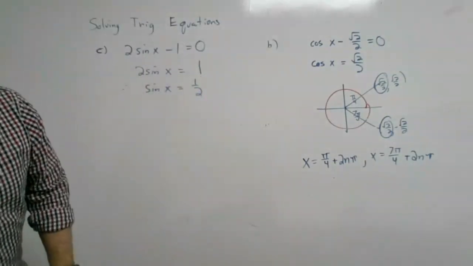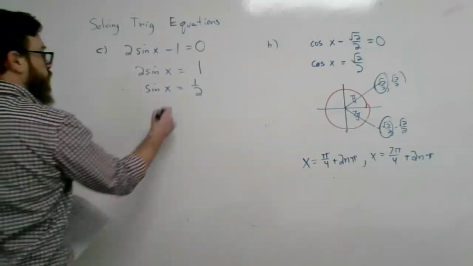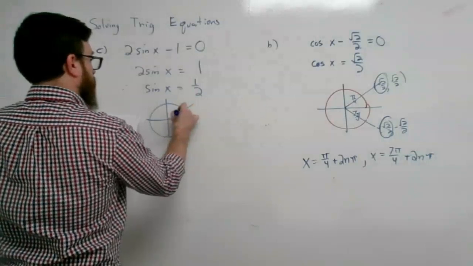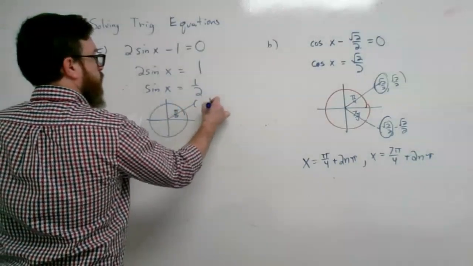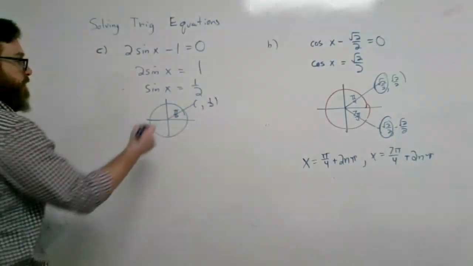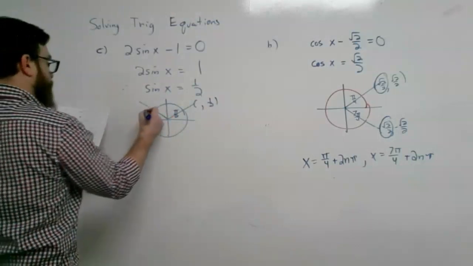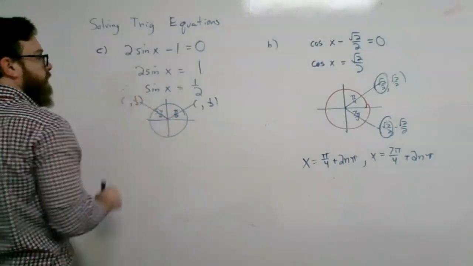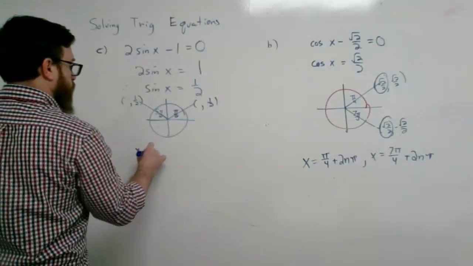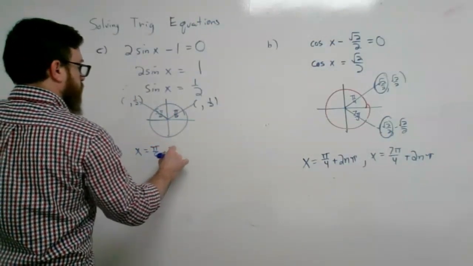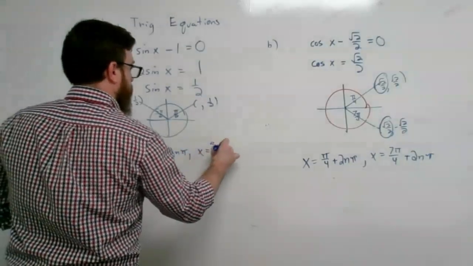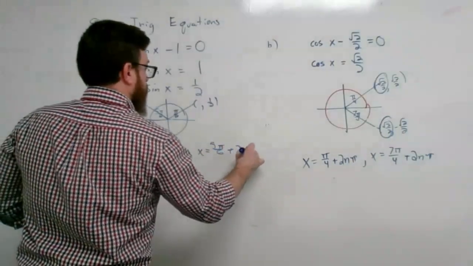Now, looking at the angles for which this is true on our unit circle, we can see that the angle is going to be pi over 6 because I get a y coordinate of a half because we're talking about the sine function. And also we have 5 pi over 6 because I get a y coordinate of a half. So x is going to be equal to pi over 6 plus multiples of its period. And x is going to be equal to 5 pi over 6 plus multiples of its period.